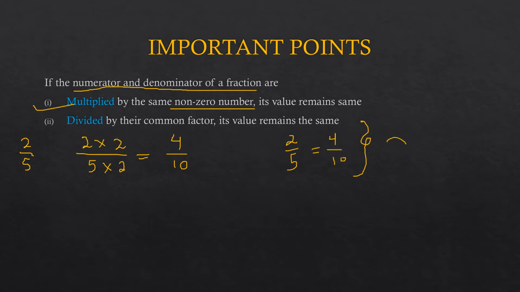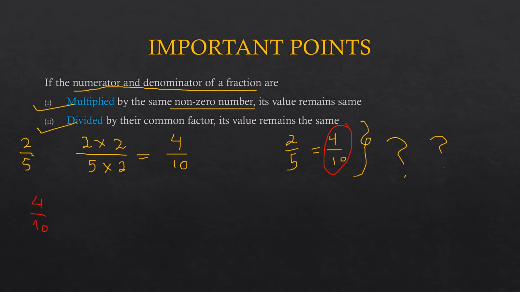Now, how are we saying that 2 by 5 is equal to 4 by 10? This question will get answered in the second point. Now, let us see the second point. Second point says: if the numerator and denominator of a fraction are divided by their common factor. Here we will take this fraction, 4 by 10. Now we will work on this.